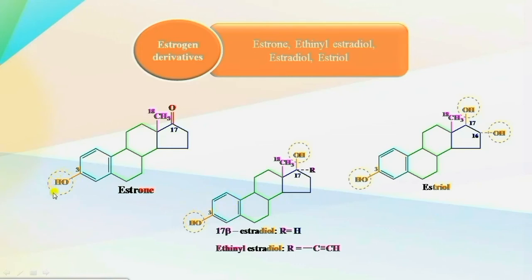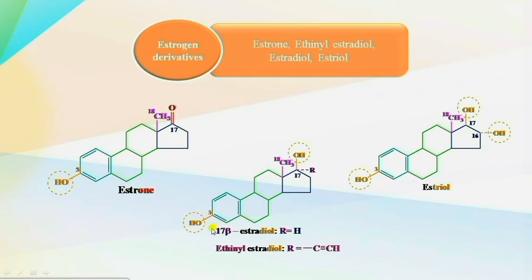Next is position number 3. At the third position, a hydroxyl group is present in all the structures. So, in estrone, at the third position, a hydroxyl group is present. At the 17th position, this ketonic group is present. This is the structure of estrone.